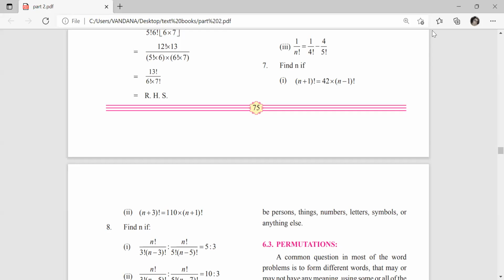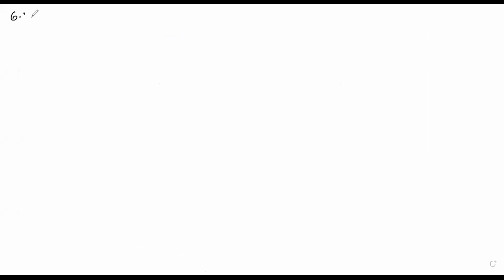Question 7. Find n if (n plus 1) factorial is equal to 42 into (n minus 1) factorial. Question number 7 is we have to find n if (n plus 1) factorial is equal to 42 into (n minus 1) factorial. Now here there is one property of factorial that we should always remember.